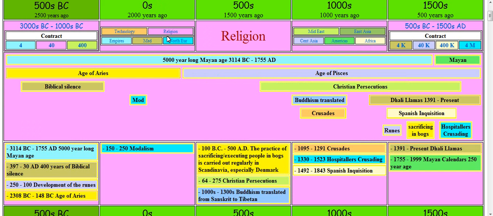So religion. This is the other way of organizing it. But yeah, Mayan age, and then it turned into a new Mayan age in 1733, according to the Mayan calendar. Age of Aries turned into the age of Pisces here in the year like 400. Biblical silence. There's biblical silence here, where there's nobody writing the Old Testament, and then the Lord and Savior was born there. So I don't have Egypt anymore though.